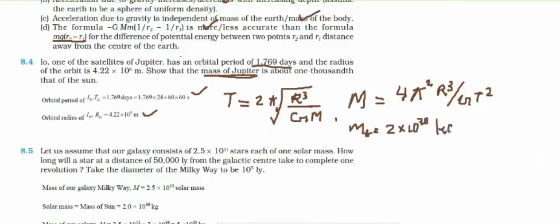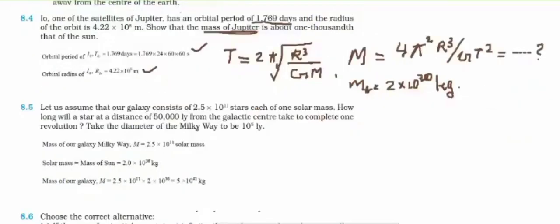2 into 10 power 30 kilogram. And you will get the mass here, the answer, around 1/10 of 2 into 10 power 30 kilogram. Now, next, question 5.